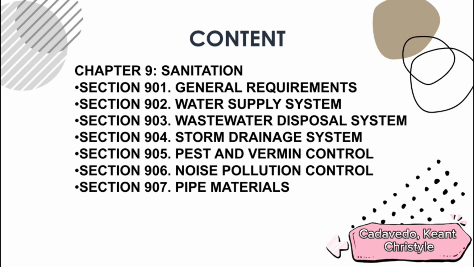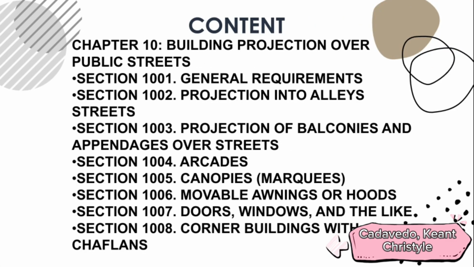Section 907, Pipe Materials. Chapter 10, Building Projection over Public Streets. Section 1001, General Requirements. Section 1002, Projection into Alleys and Streets. Section 1003, Projection of Balconies and Appendages over Streets.